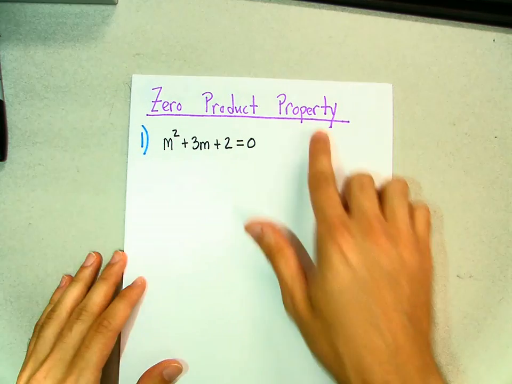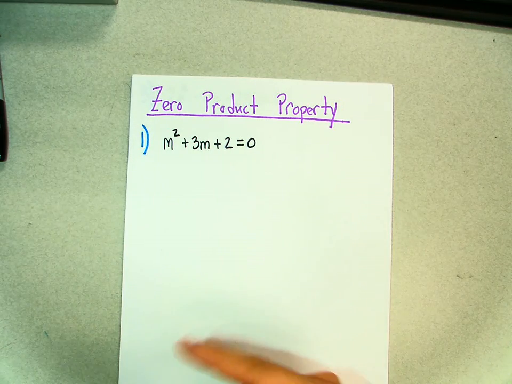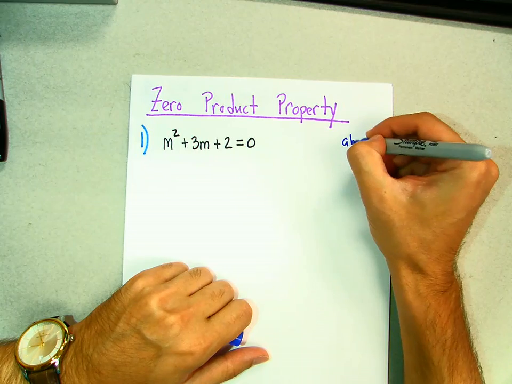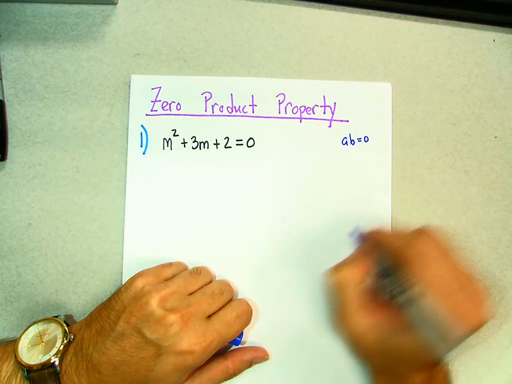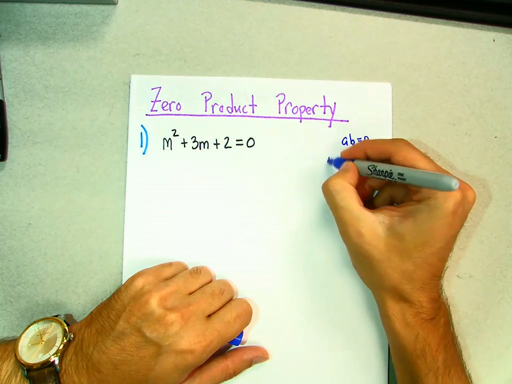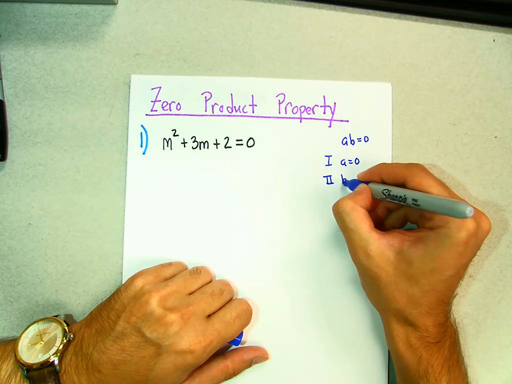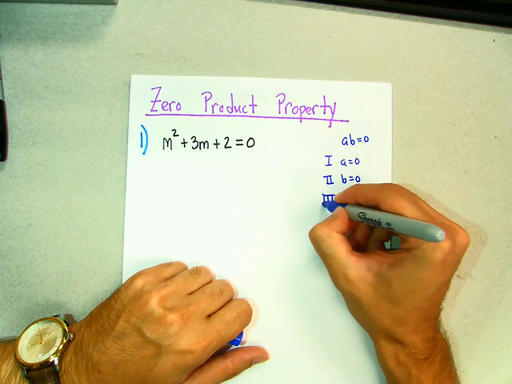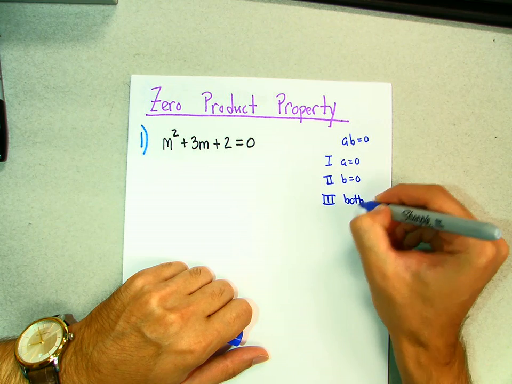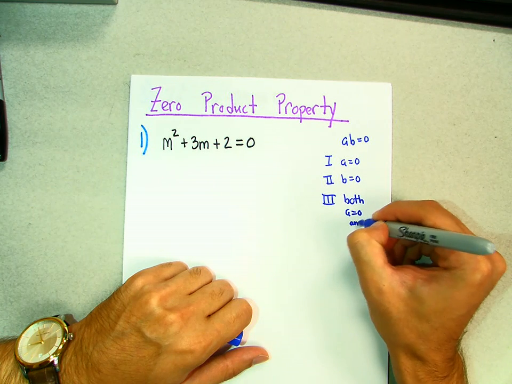So last class we talked about the zero product property, right? And what did this property say? That if I have A times B equals 0, three things could happen. Option 1, A is equal to 0. Option 2, B is equal to 0, or option 3, both A is equal to 0 and B is equal to 0.